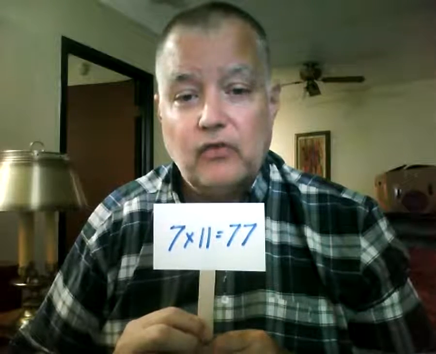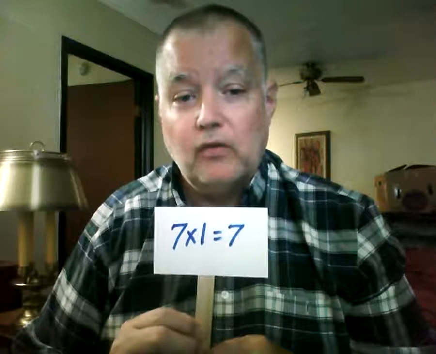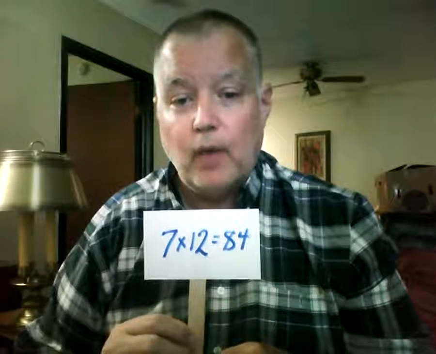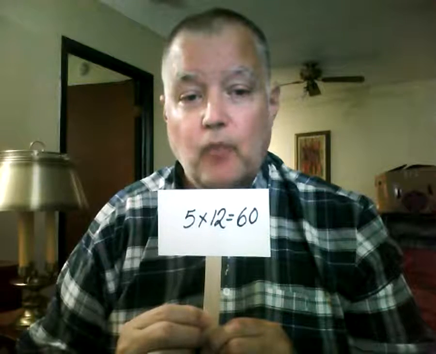9 times 6 is 54. 7 times 11 is 77. 7 times 1 is 7. 7 times 9 is 63. 9 times 9 is 81. 7 times 12 is 84. 5 times 12 is 60.